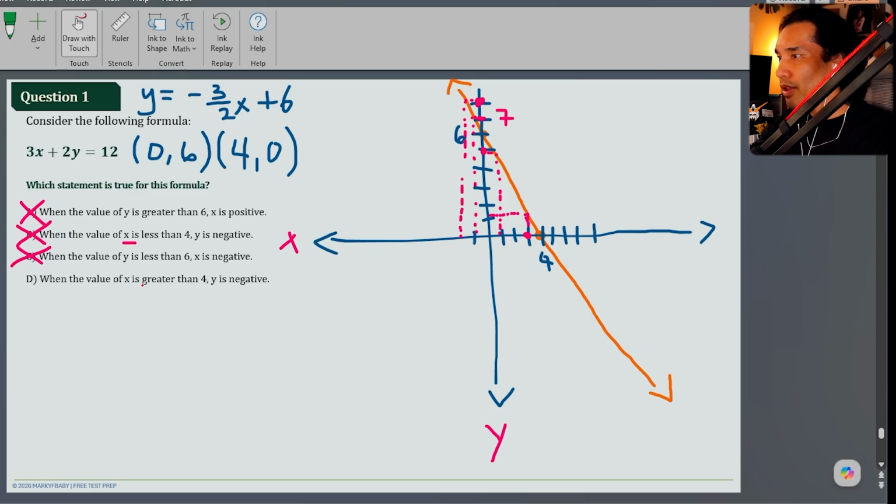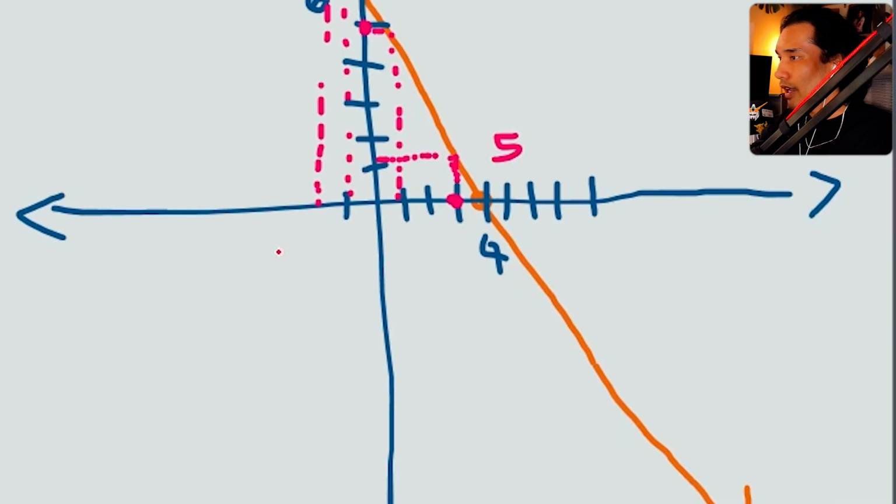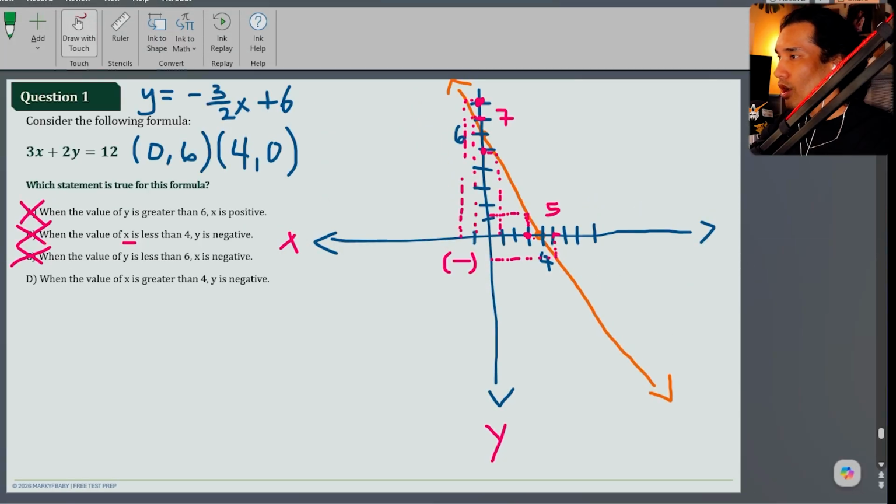When the value of x is greater than 4, we have 4 right here, and then we're saying greater than 4. So we're going to choose 5, right? And then we go to our point here, then we touch our line, and then we go to the axis, the corresponding point for the ordered pair. And then we see here that y is in fact negative, right?